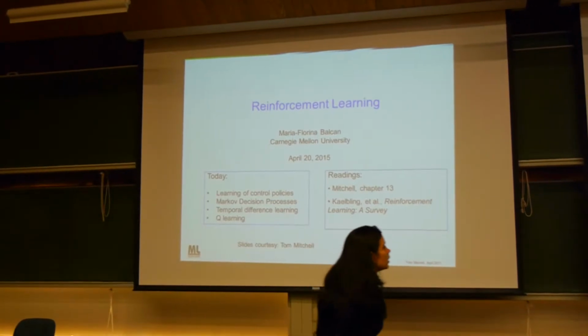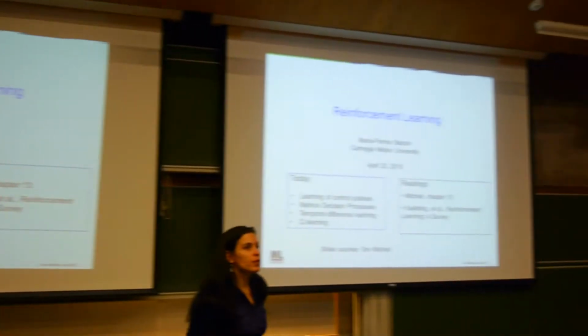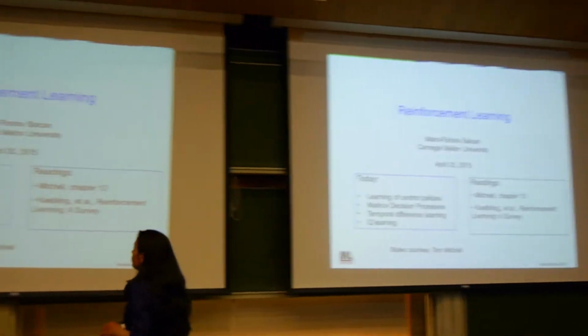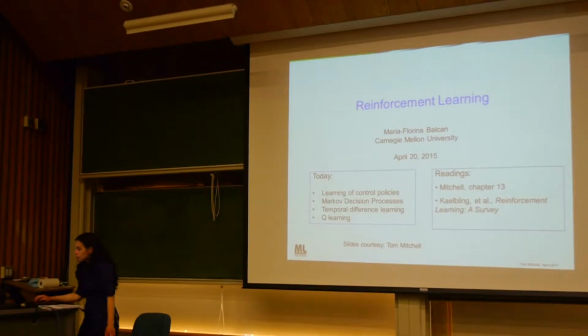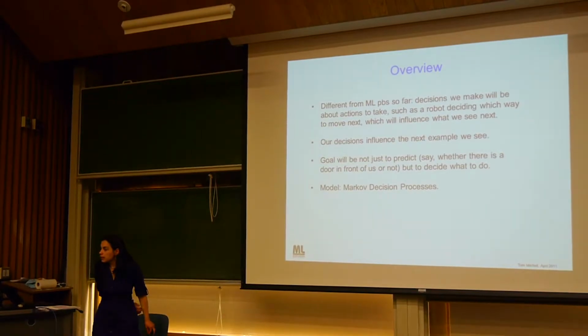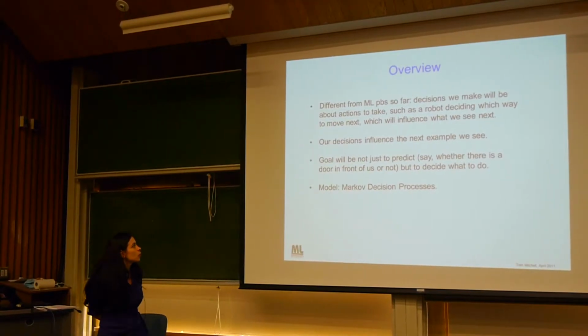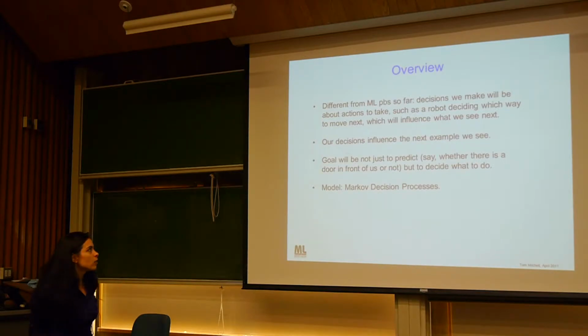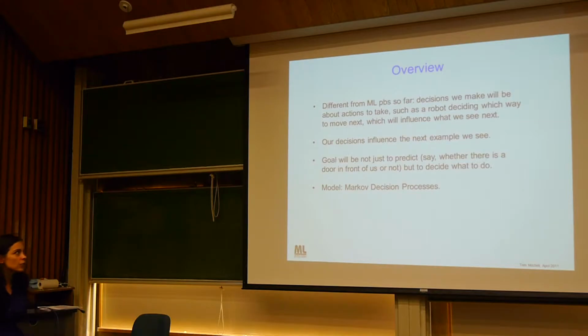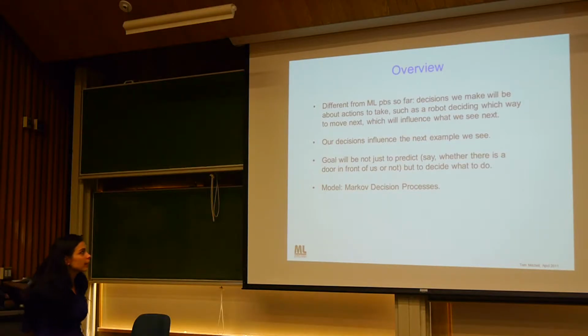About reinforcement learning. So this is a very different type of topic compared to what we've been talking about so far. In particular, it's different in the sense that the decisions we'll make will be about what actions to take. For example, this is useful for robot navigation, right? The robot has to take certain actions to go in certain directions. So in reinforcement learning, the decisions we make will be about what actions to take.